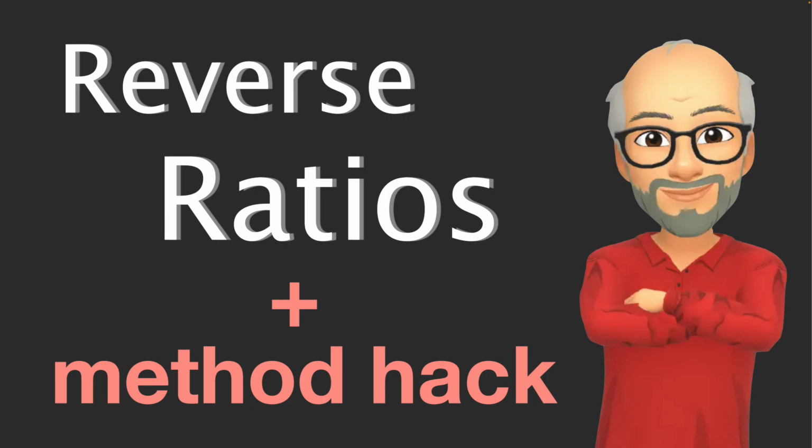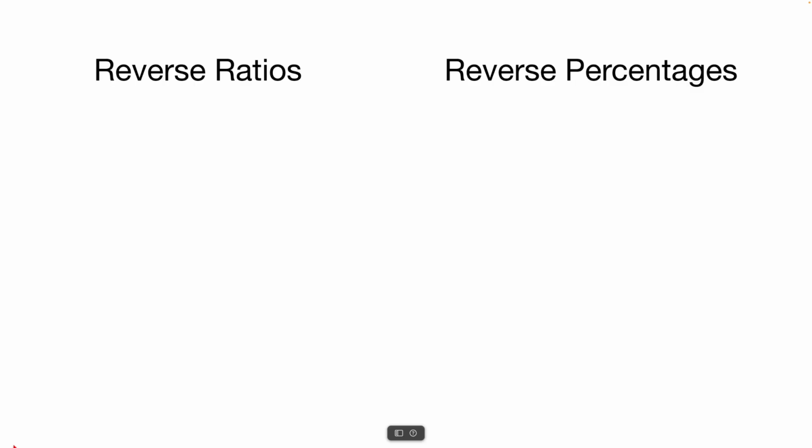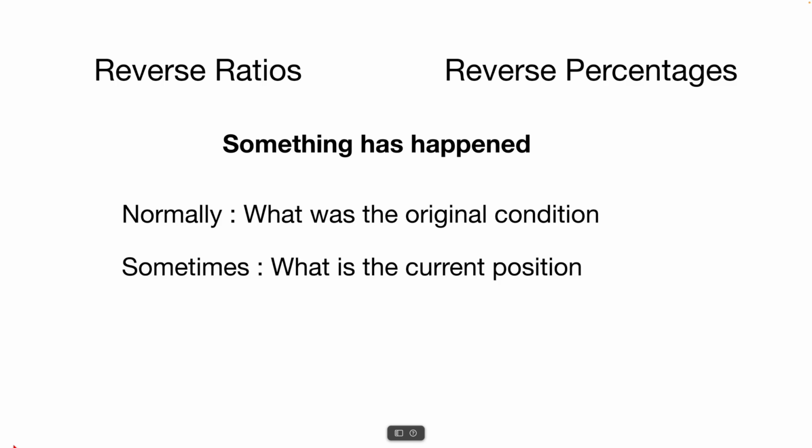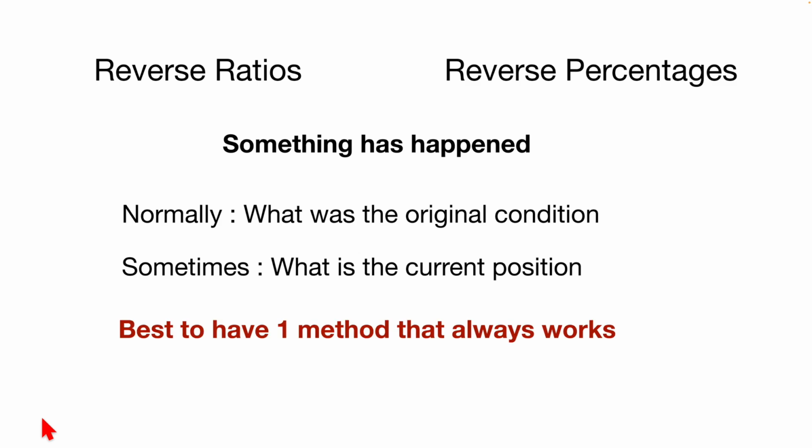Reverse ratios is another way of describing complicated ratio questions. And they're very similar to reverse percentages in that something has happened. And the question normally is, what was the original condition? Or sometimes it's, what is the current position? And I think it's always good to have one method that always works, so you're not constantly trying to think of how to solve the problem. And that method is the method we've seen before when we were doing sharing by ratios.